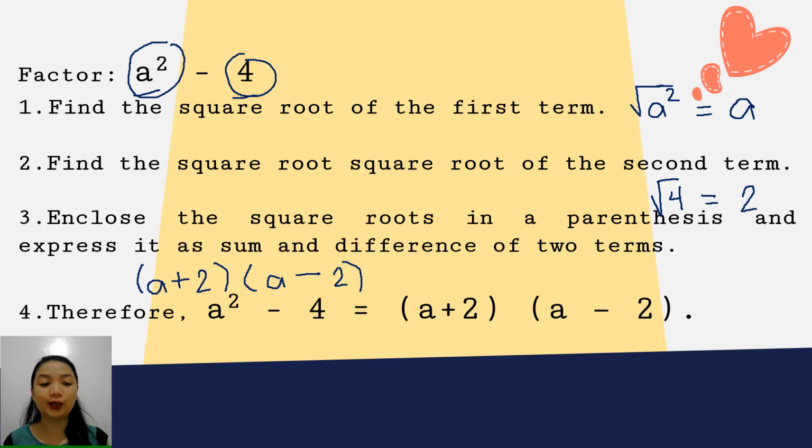So therefore, when we get the square root of a squared minus 4, it is actually equivalent to the expression quantity a plus 2 times the quantity a minus 2. Let's have the next example.